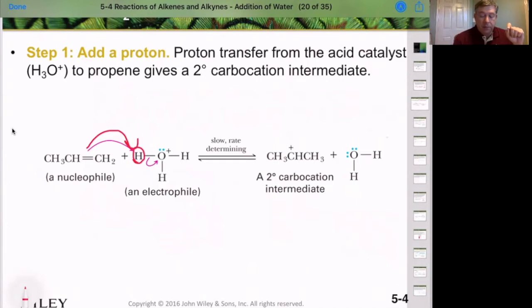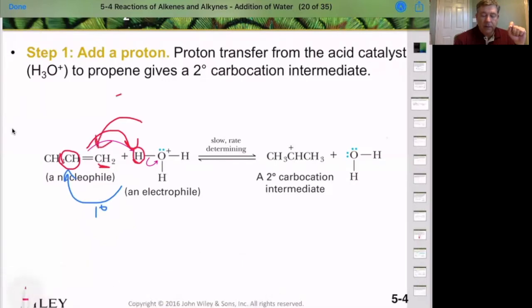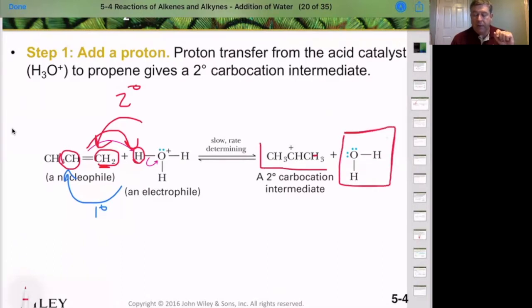And again, we want to generate the most stable carbocation possible. And in this case here, if we added the hydrogen to this side here, we'd make a primary carbocation. But if we add the hydrogen to this side here, we'll get a secondary carbocation. Now, that means we must add the hydrogen to the carbon that'll give us the secondary carbocation. So we're going to add it to this terminal carbon, and that's where this hydrogen goes right here. And we end up getting neutral water back, and we now have our carbocation.